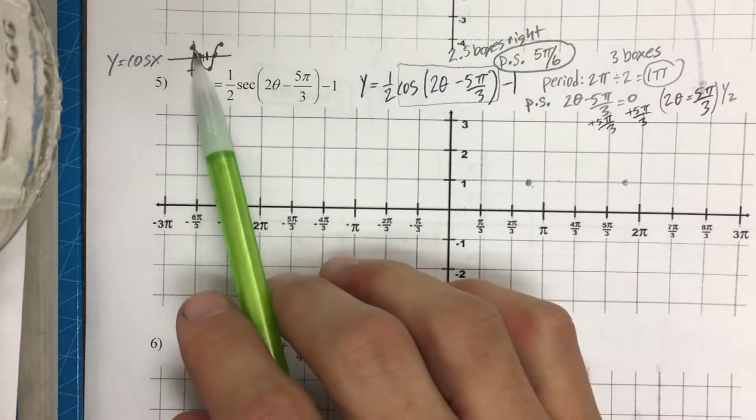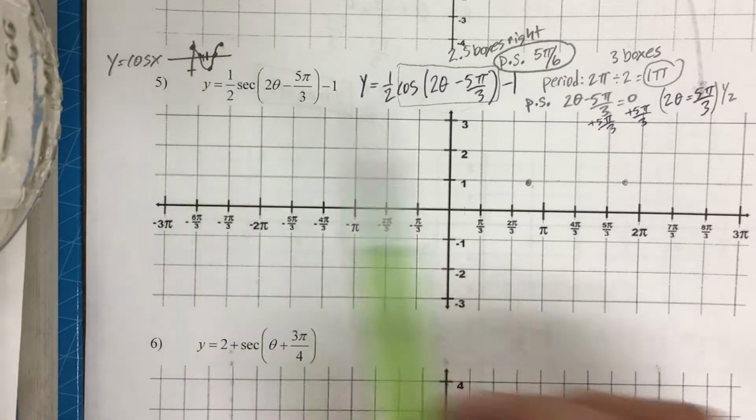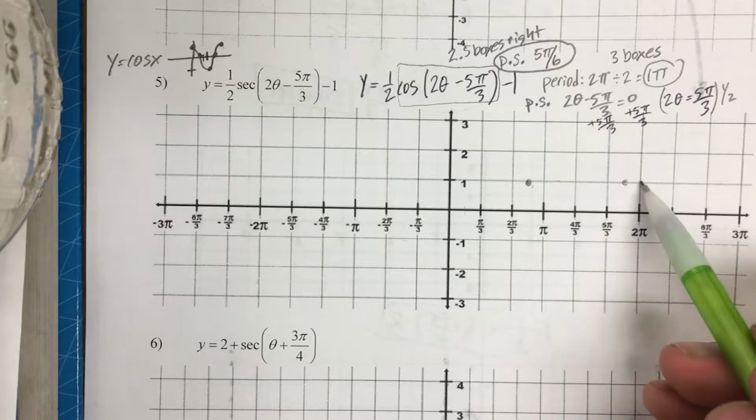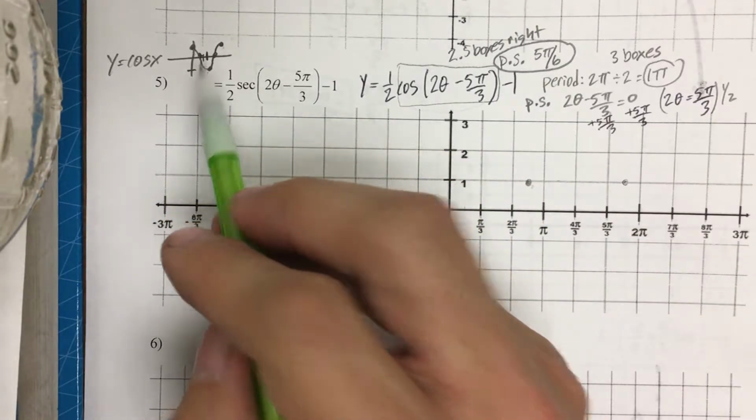Remember, if we look at this graph up here, its starting point and its end point are 1 period in distance away. So if this is 3 boxes over, then a box and a half over is going to be this point down here.